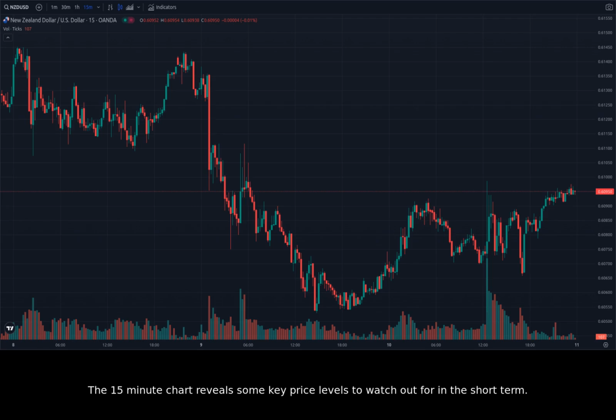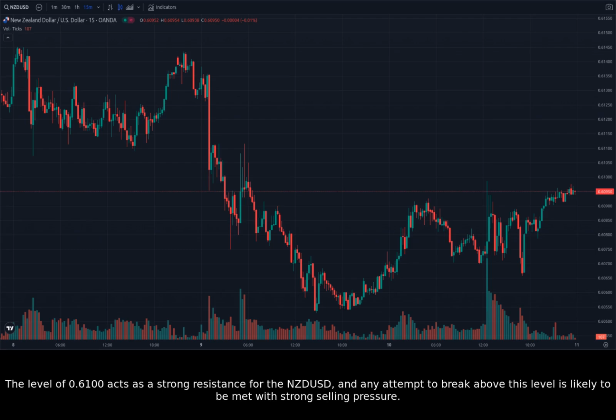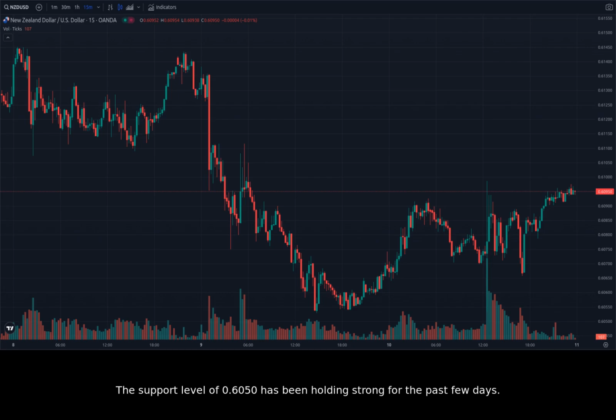The 15-minute chart reveals some key price levels to watch out for in the short term. The level of 0.6100 acts as a strong resistance for the NZDUSD, and any attempt to break above this level is likely to be met with strong selling pressure. The support level of 0.6050 has been holding strong for the past few days. A break below this level could trigger further downside and accelerate the sell-off.